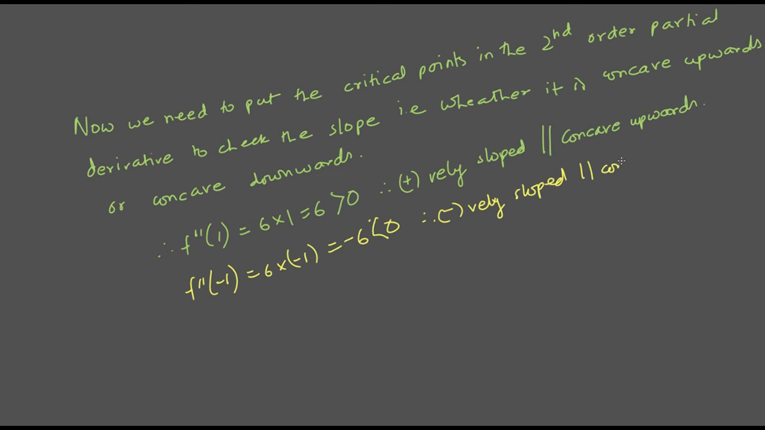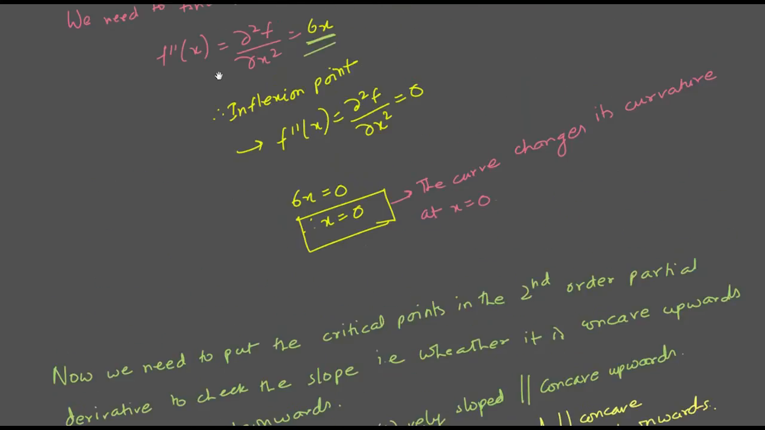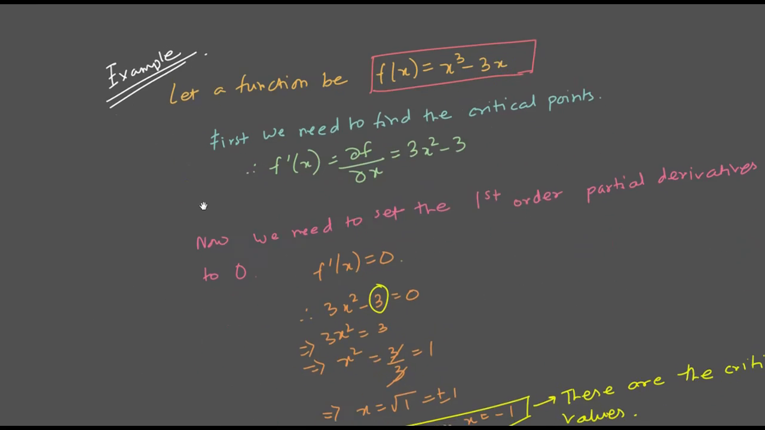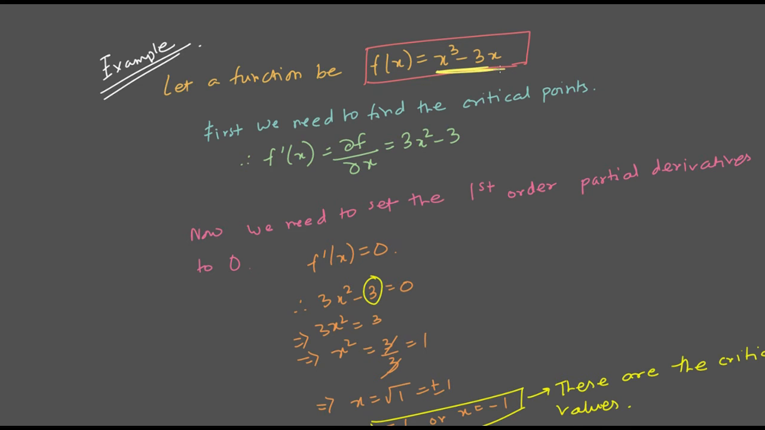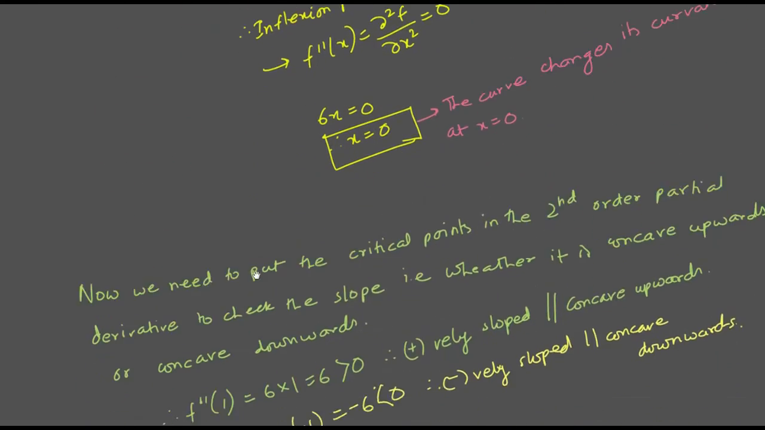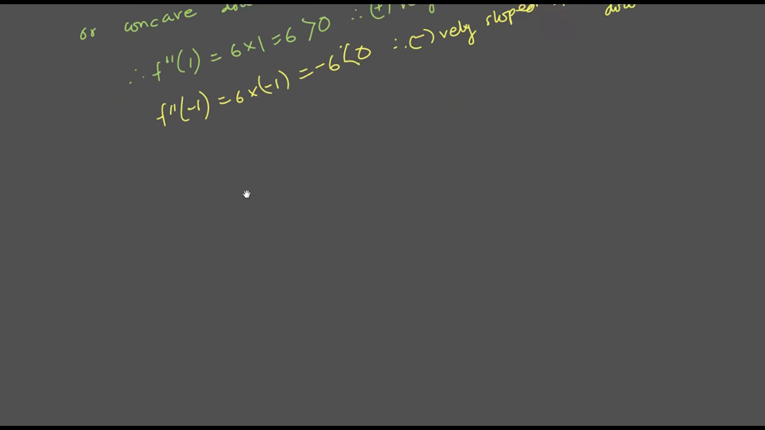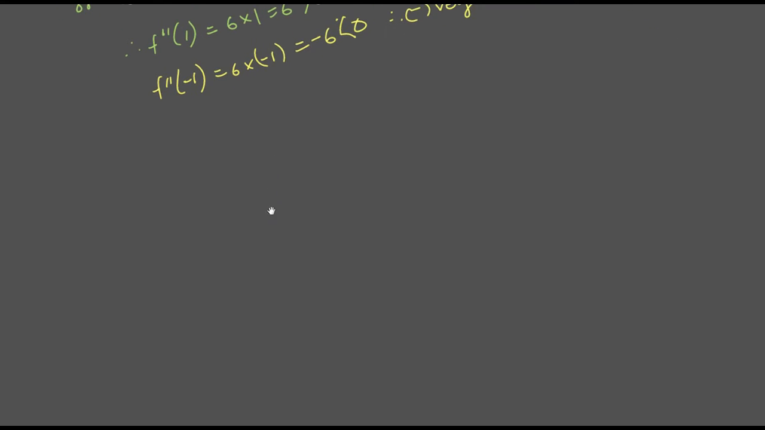Therefore concave downwards. Simple, right? After that, we need to put the critical values and also the value of the inflection point in the main equation. What is the main equation? The main equation is actually this one. So we need to put the critical values and the value of the inflection point in that equation.